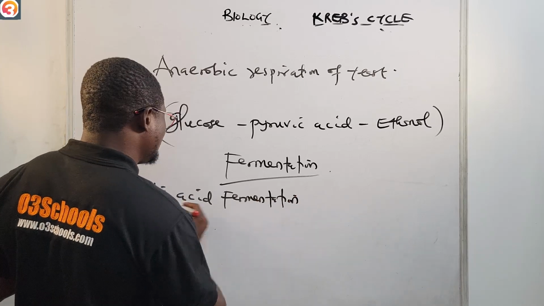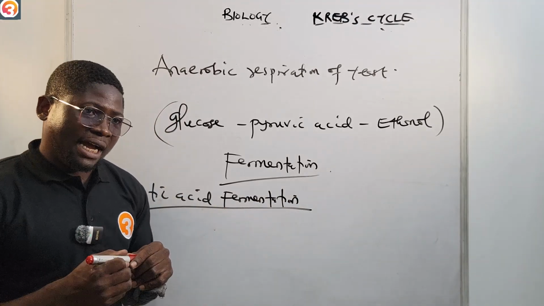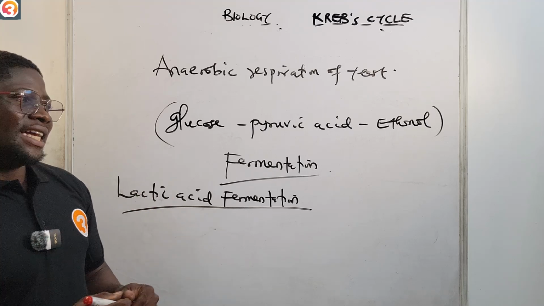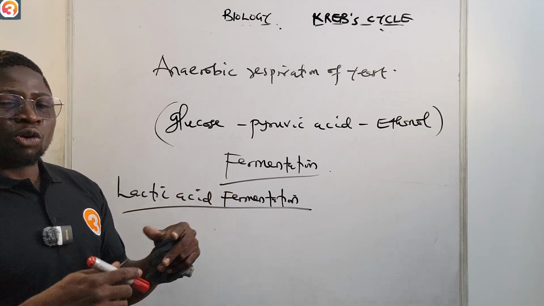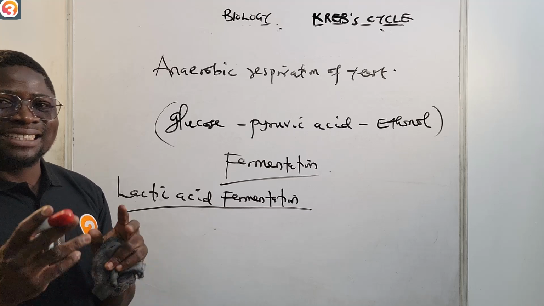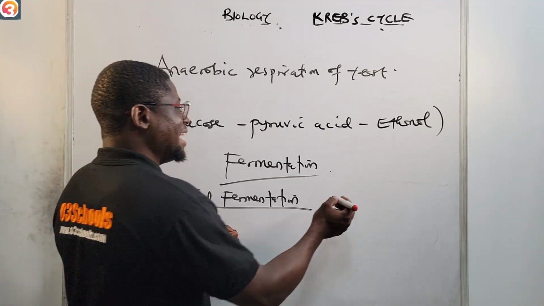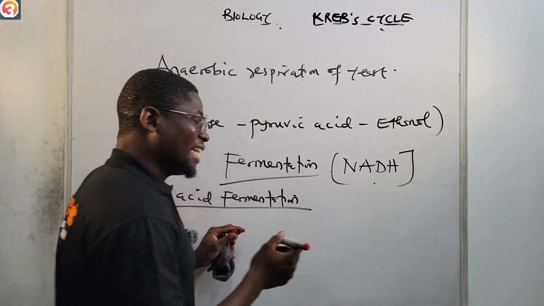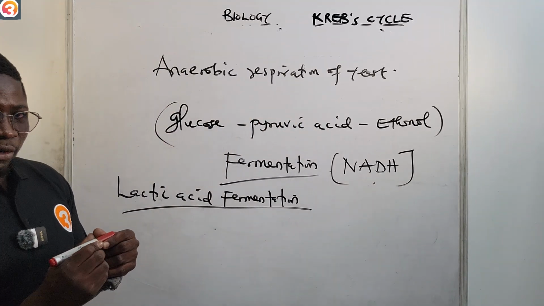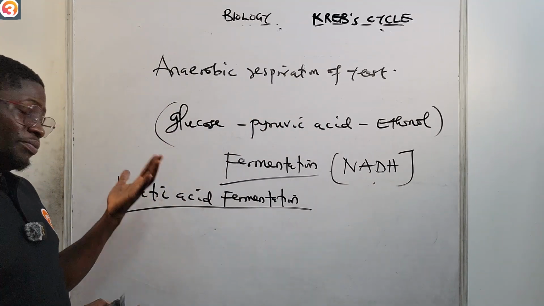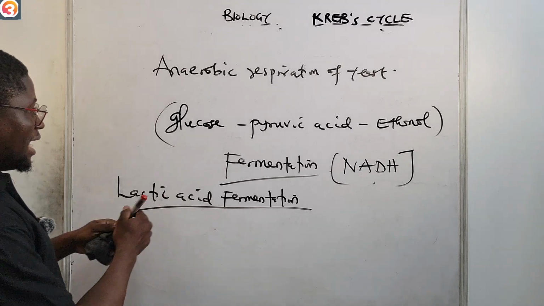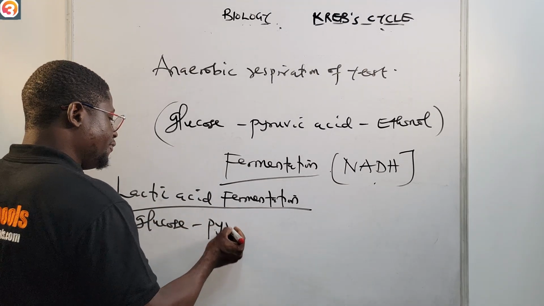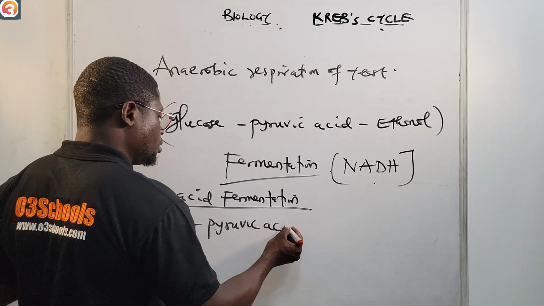In lactic acid fermentation, glucose is first of all converted to pyruvic acid. Then the pyruvic acid is converted into lactic acid by NADH, your nicotinamide adenine dinucleotide. So for lactic acid, it's glucose to pyruvic acid.